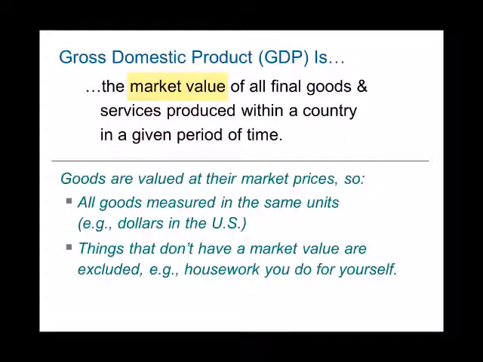However, things that do not have a market value are excluded. So if you do housework for yourself, it's not part of GDP. But if you hire somebody to do the housework for you, then it is part of GDP. For example, if you mow your own lawn, that's not part of GDP, but if you pay somebody to mow your lawn, that is part of GDP.